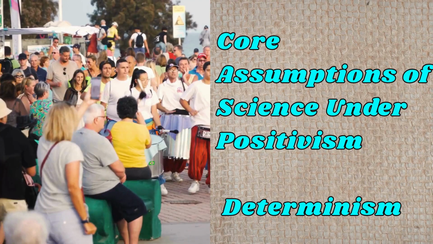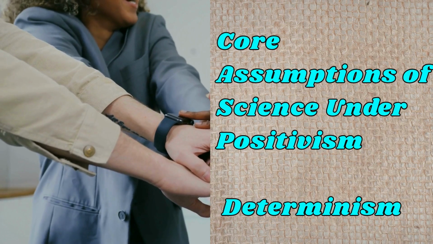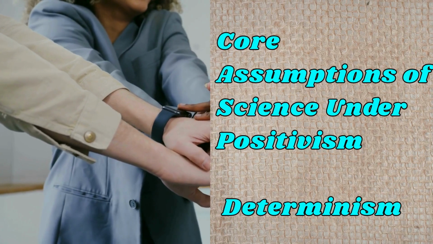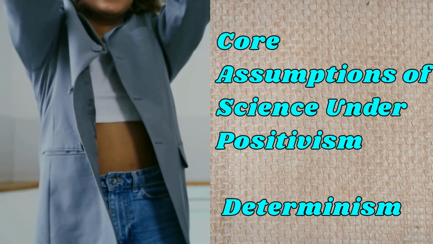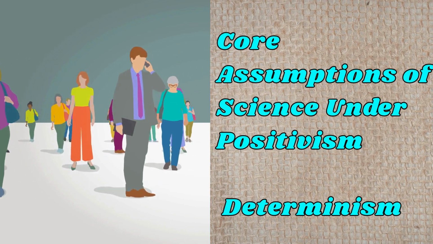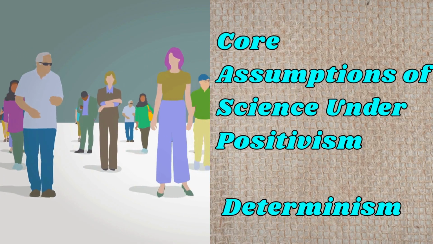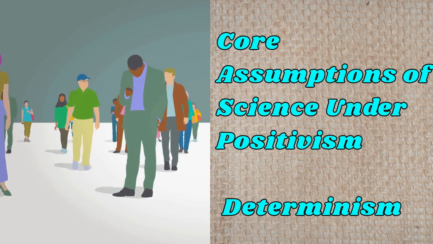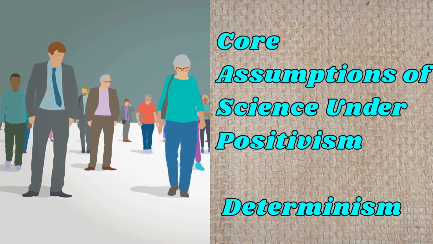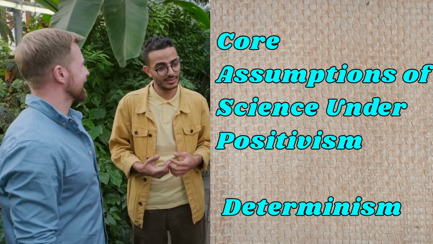Determinism. The first assumption is determinism, the belief that events have causes, and those causes can be discovered. Science assumes the universe is orderly, not random. If something happens, it happens because certain conditions produced it. For example, a chemical reacts because its components interact. A student succeeds because of certain measurable influences: practice, instruction, support, or prior achievement. Scientists aim to uncover these causal patterns so they can explain, predict, and sometimes control outcomes.